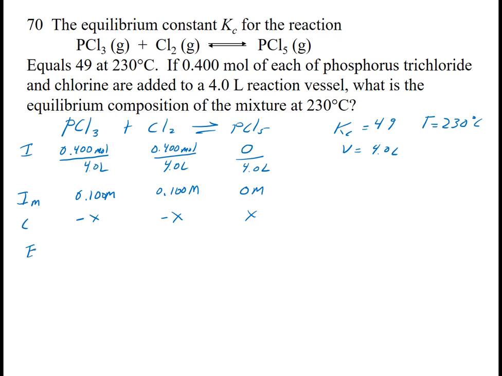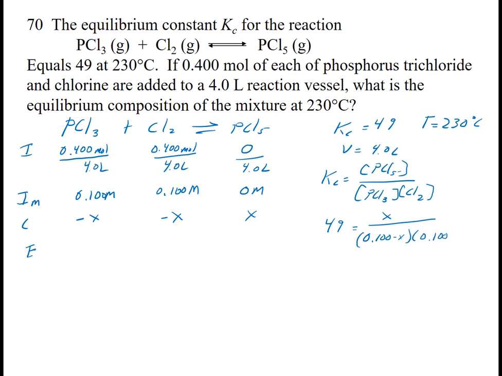So my equilibrium constant expression is Kc, the concentration of PCl5 over PCl3 and Cl2. So 49 is x. It's 0 plus x, but I drop the 0, over PCl3, which is 0.100 minus x, and chlorine is 0.100 minus x.